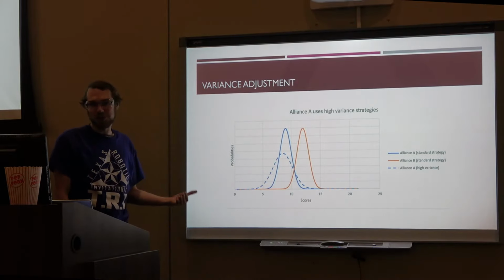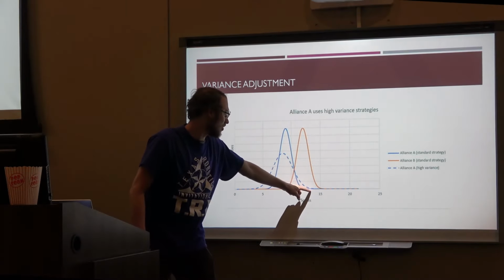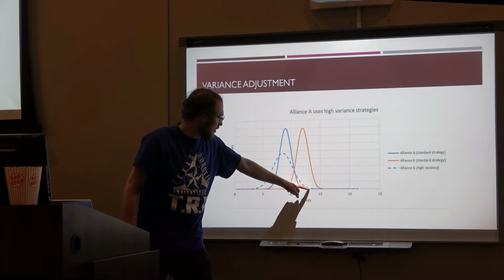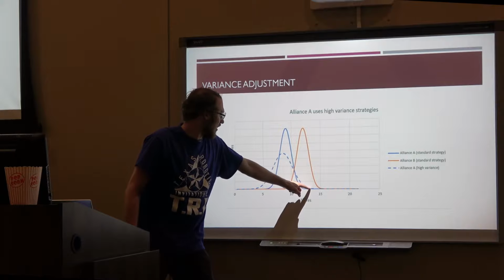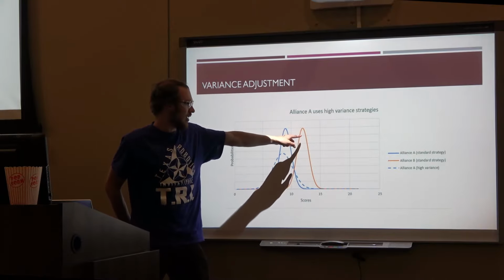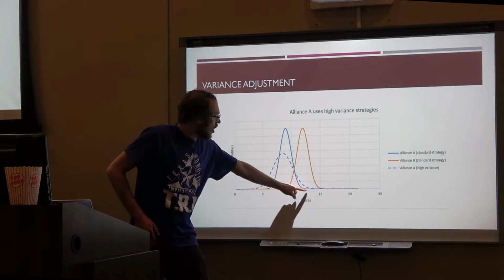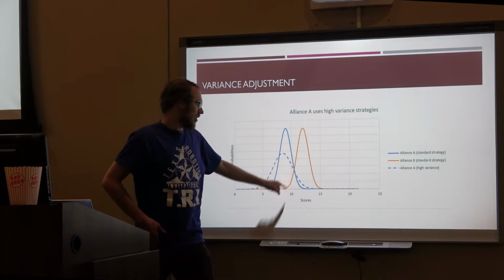And that's good for the blue alliance. That means the blue alliance now has more opportunities to score many more points. They could score at, now their max is about Alliance B's average points. And there's just more opportunities for upsets to happen here.